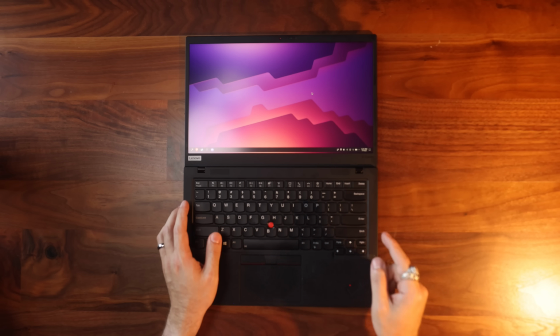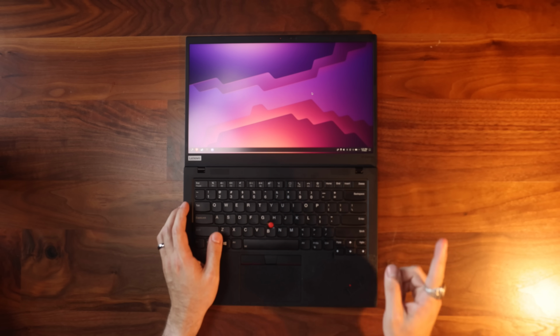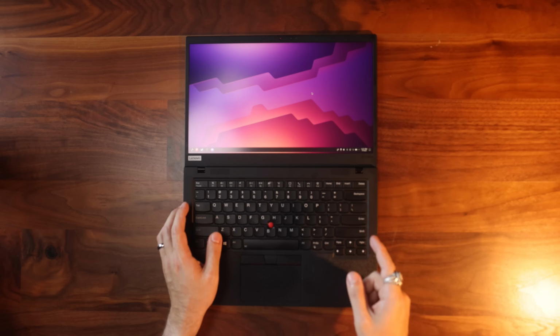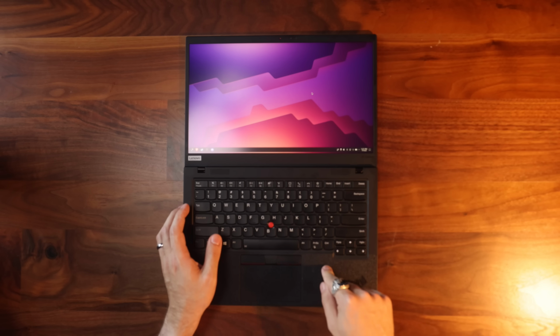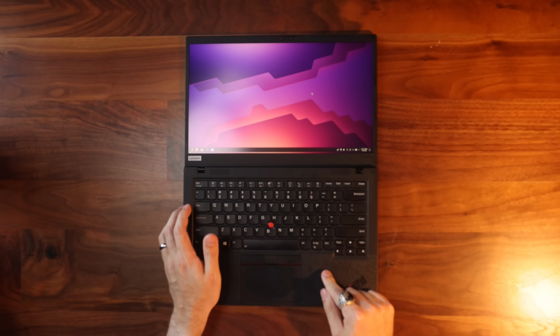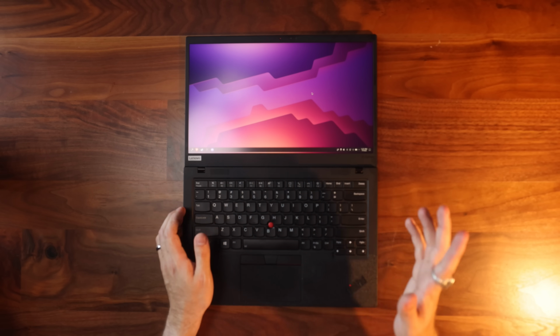So this is an 8th gen ThinkPad X1 Carbon. It has an i5 10th gen processor in it that I think just sits at 1.7 gigahertz, but can turbo boost up to like 4 point something. It's more than enough for this computer.